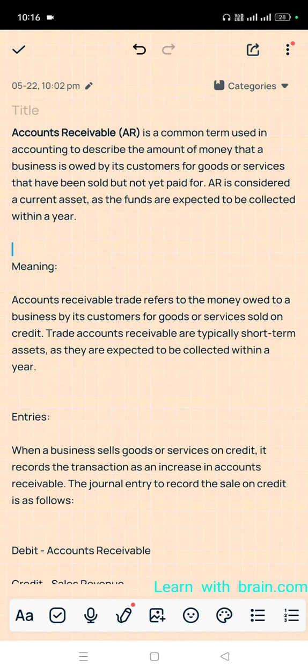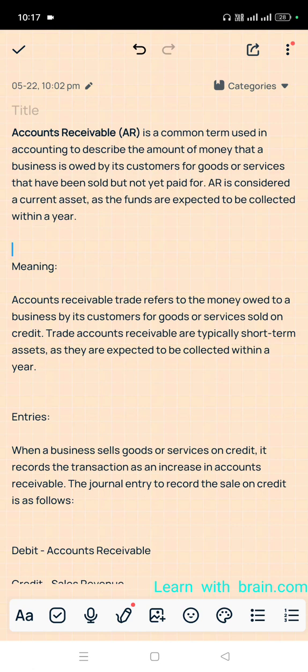Okay, simply we understand accounts receivable as an amount receivable from the customers. Who are the customers? If the company sold goods or rendered services to customers, then we have to receive money from customers because the goods or services were rendered on a credit basis. So it is a simple understanding of accounts receivable.